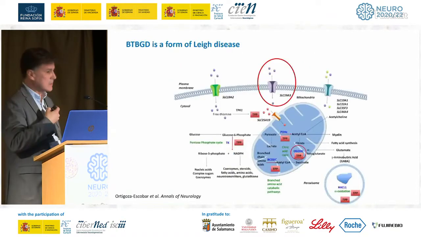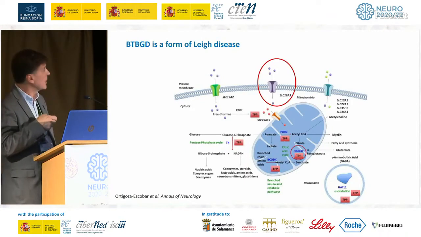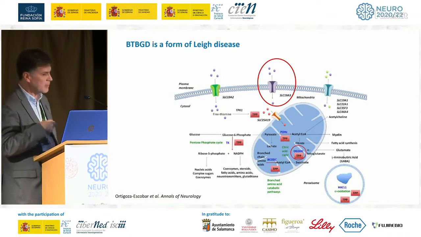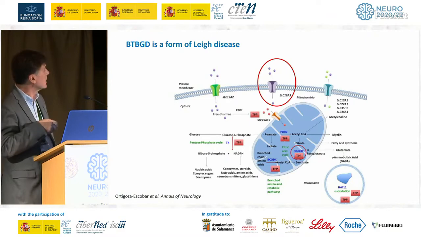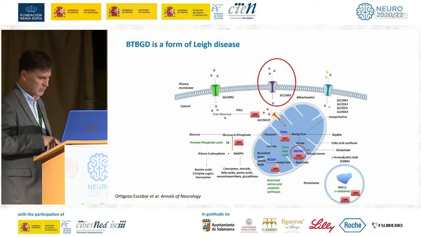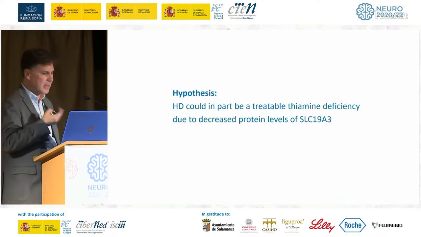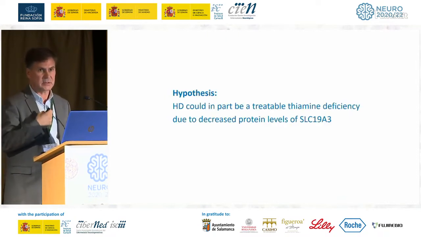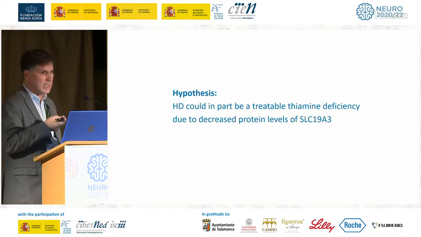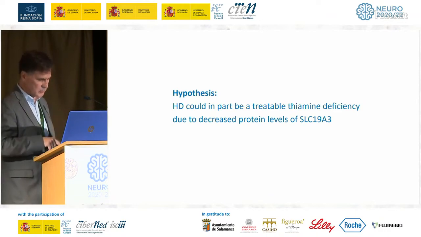And therefore, BTBGD is a form of Leigh disease in which the deficit of thiamine, since this transporter is the predominant one in the brain endothelium, results in decreased thiamine and, more precisely, thiamine pyrophosphate, which is the cofactor of many enzymes, some of them in the mitochondria, that are responsible for the symptoms of this disease. So we reasoned that maybe the deadenylation of this gene in Huntington's disease leads to decreased protein levels that would result in a similar situation as what happens in the patients with mutations in the gene.